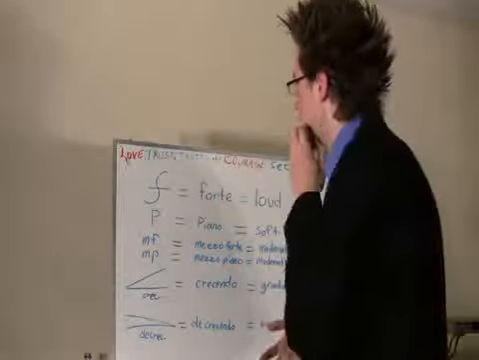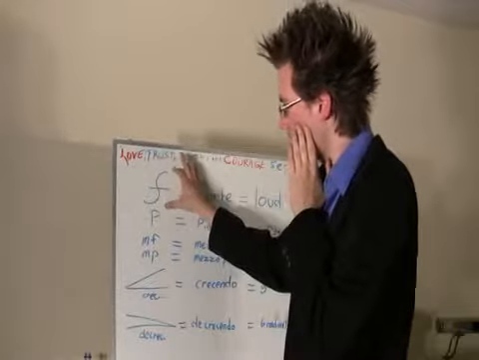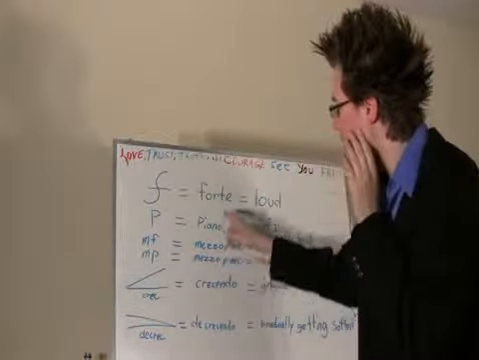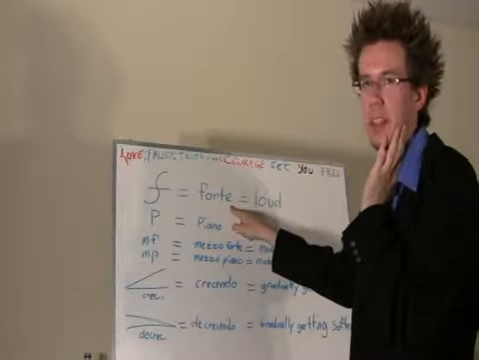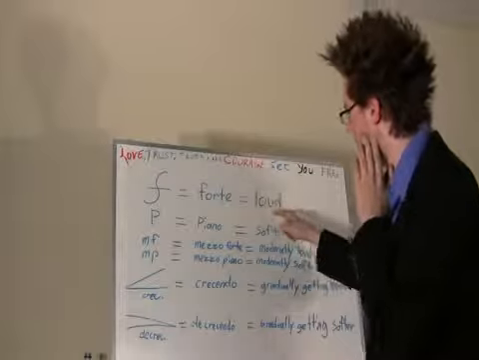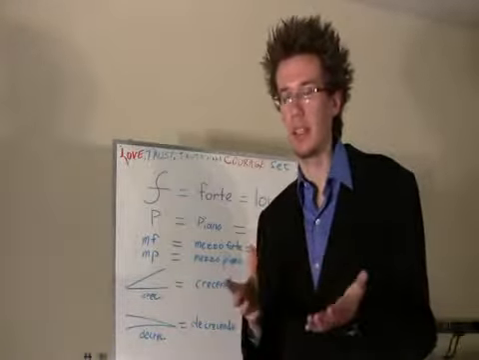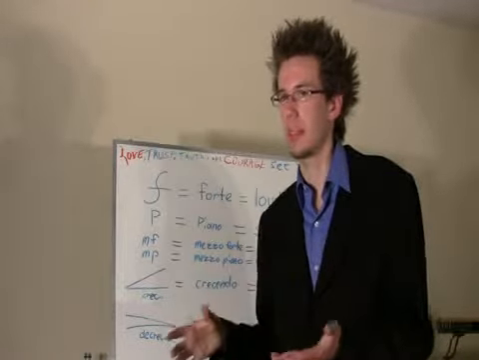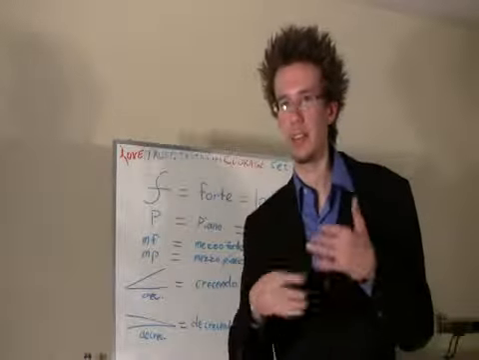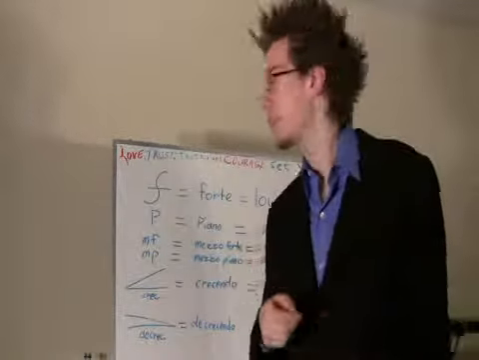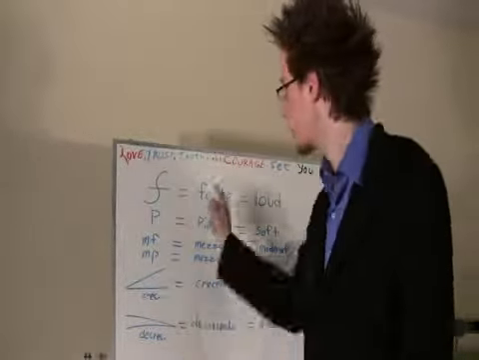Okay? Now, the first one we're going to look at is F. So whenever you see F, you're going to play forte. What does that mean? Well, translated, that means loud. So whenever you see F written on the music, you're going to play loudly until you get to another letter that tells you something else. So F is forte, which is loud. Okay? Forte is loud.